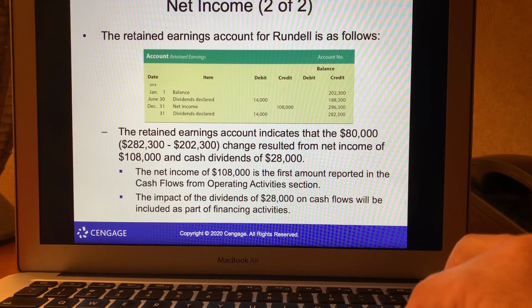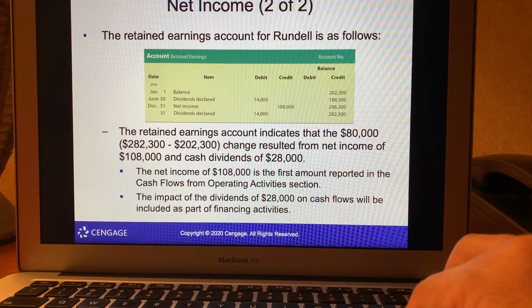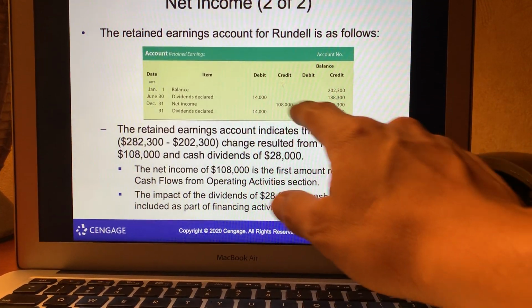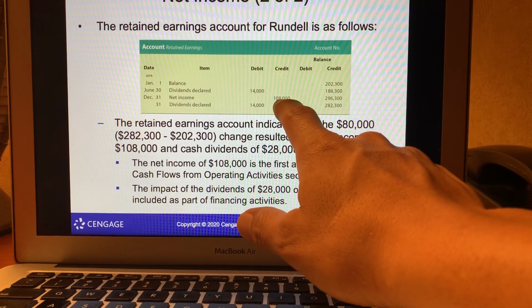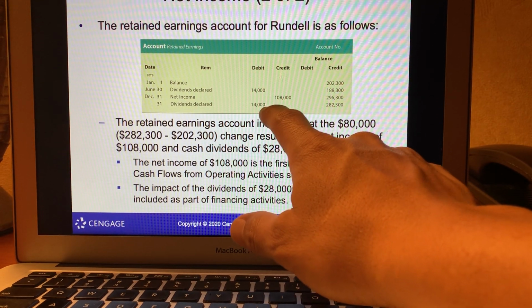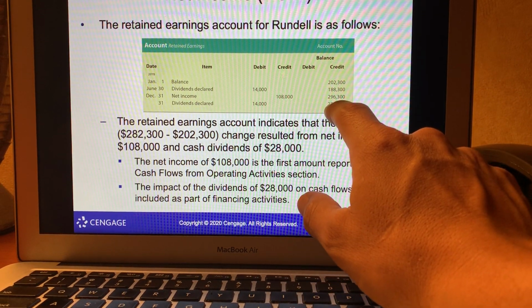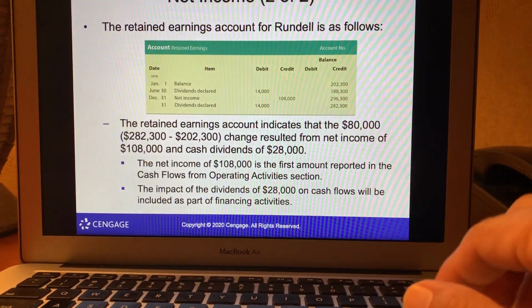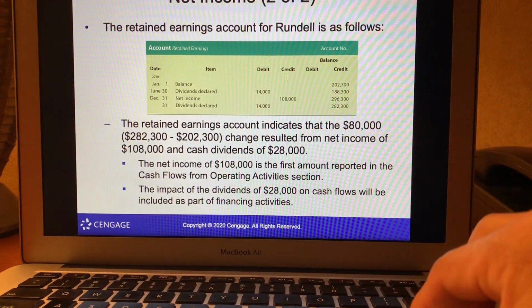Since net income is closely tied to retained earnings, net income also helps explain the change in retained earnings during the year. So here's the retained earnings account, balance is 202, so debit 14, credit 108, dividend declared 14,000. Okay, so our balance would be 282,300. And this is explained right here.